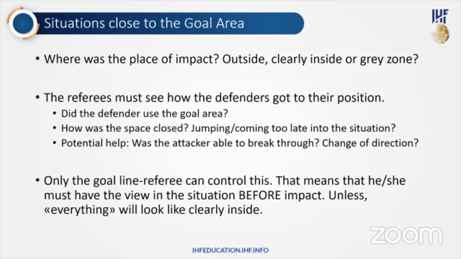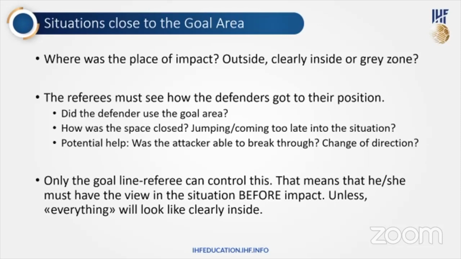Then how was the space closed? Like we have seen now, is it jumping or coming too late into the situation? And like I also explained in the beginning here, is it a potential help? Was the attacker able to break through, or was it a change of direction? If you have a change of direction, like you've seen in some clips, you come in with the shoulder a bit too late, then the attacker who is hit when he or she is in the air, the change of direction becomes quite evident.